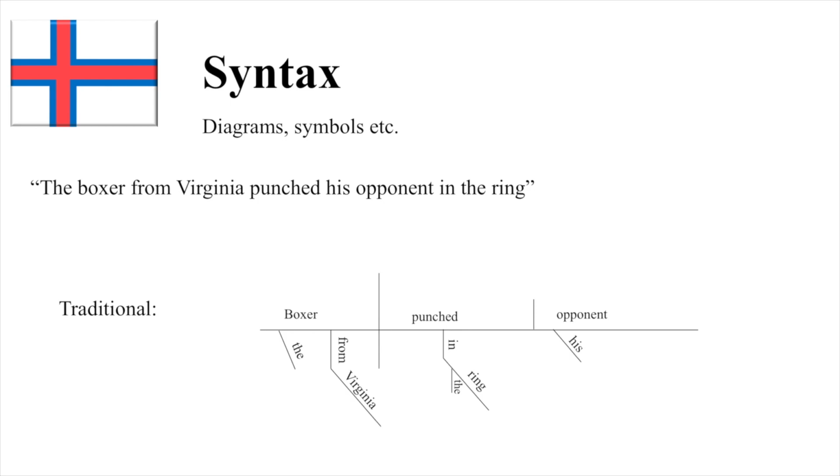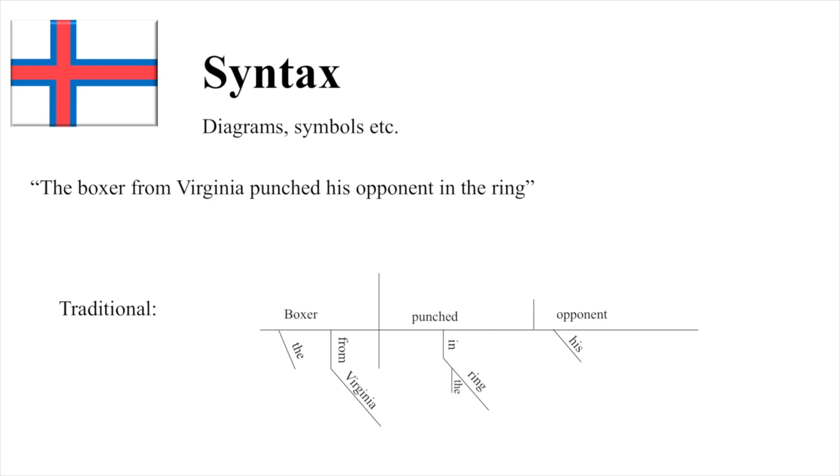Okay, and now I'm gonna show you 4 different ways of how you can put a sentence into a diagram, or how you can use some symbols, or just how you can put the sentence into something to show what the subject is and what the direct object is and all of that. So the sentence we're going to deal with is, the boxer from Virginia punched his opponent in the ring.